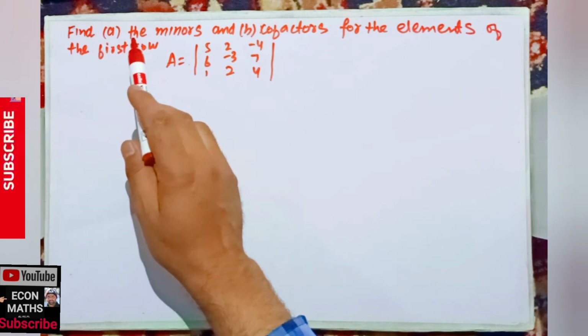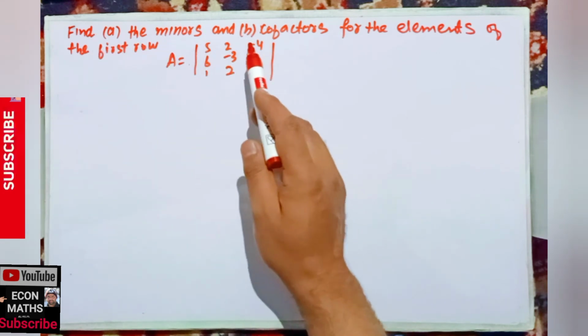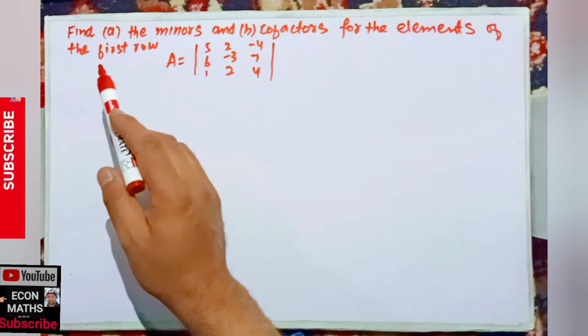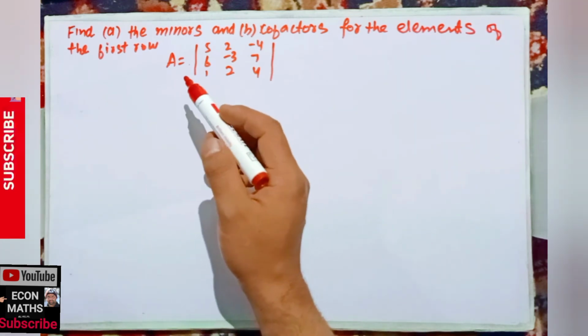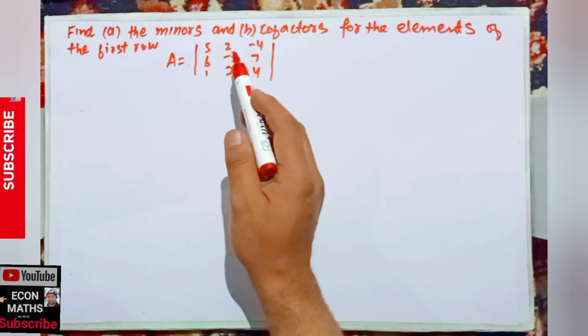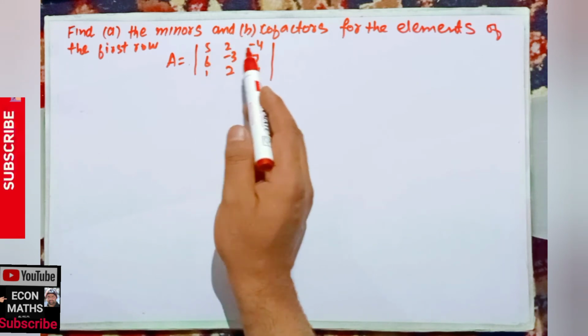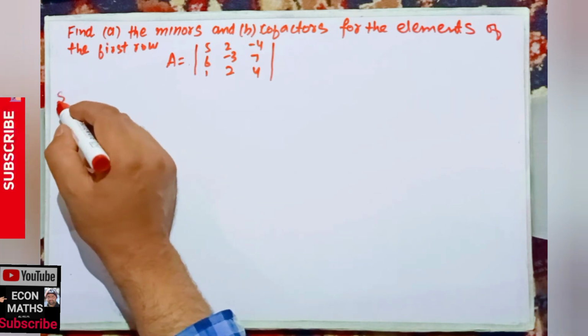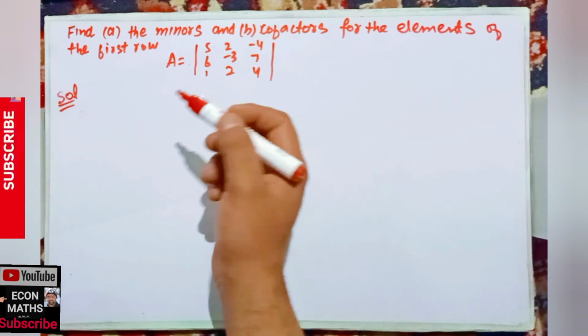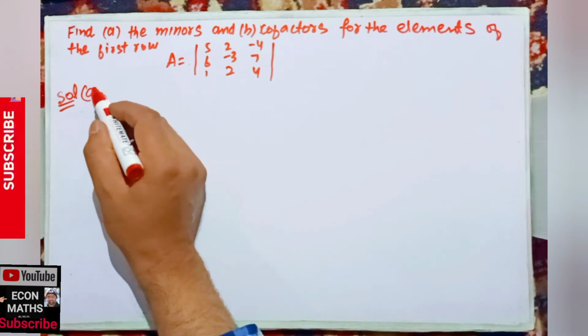Now let's have a specific example on the minors and cofactors. Find, the A part is minors and the B part is cofactors for the elements of the first row. The question tells us to find the minors and cofactors for the first row. So the solution would be like this. To find the minor, first finding the minor, this is the A part.